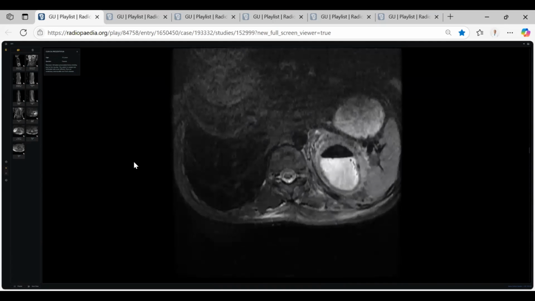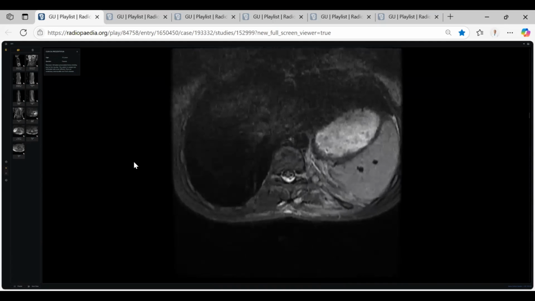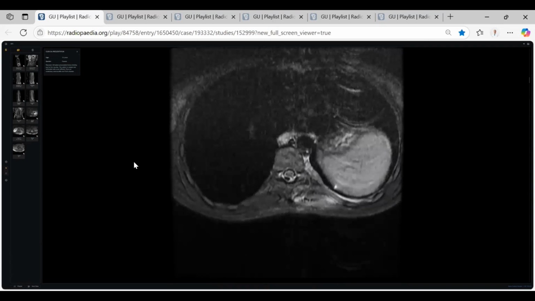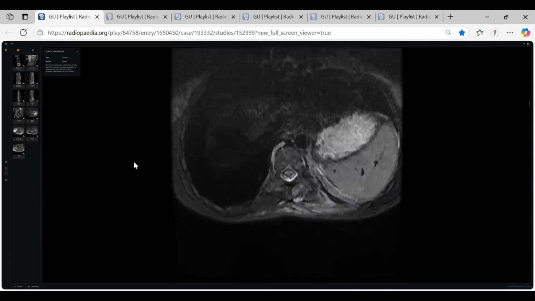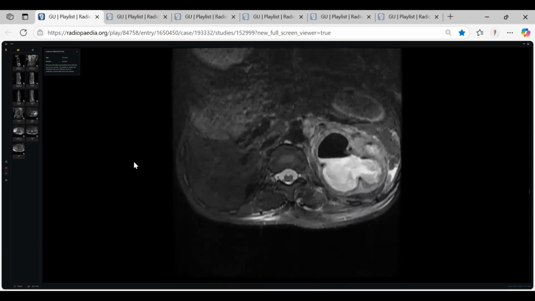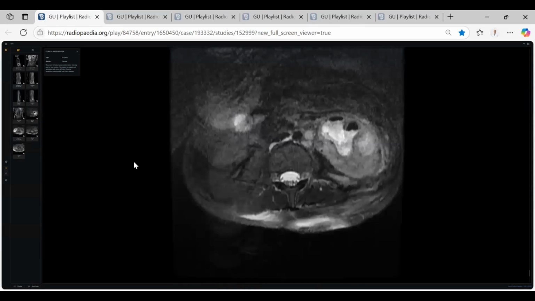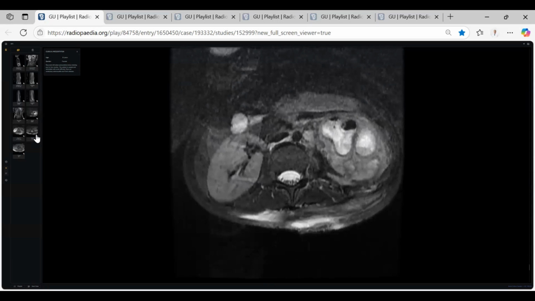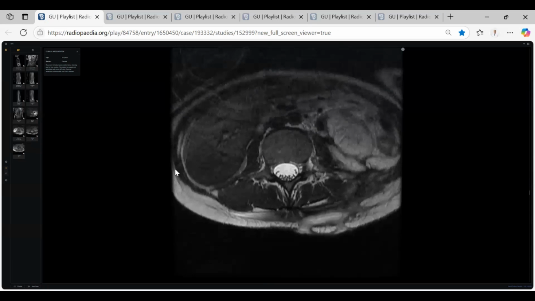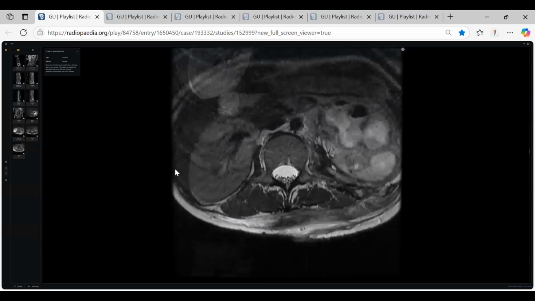And now I'm looking at the axial images. I can see that the same findings are redemonstrated, and I can see that there are fluid levels in the kidney as well. But I would like to see it on other sequences, and also want to do an ultrasound of the kidney to see whether it's air or any other fluid content.